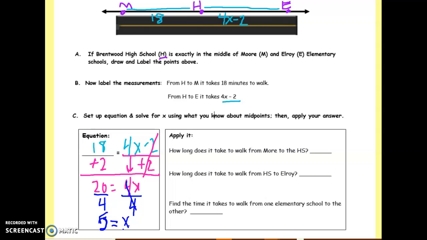So applying it, kind of taking it a step further. We figured out what the x value stands for. Now it's going to ask you some application questions. How long does it take to walk from Moore to the high school?